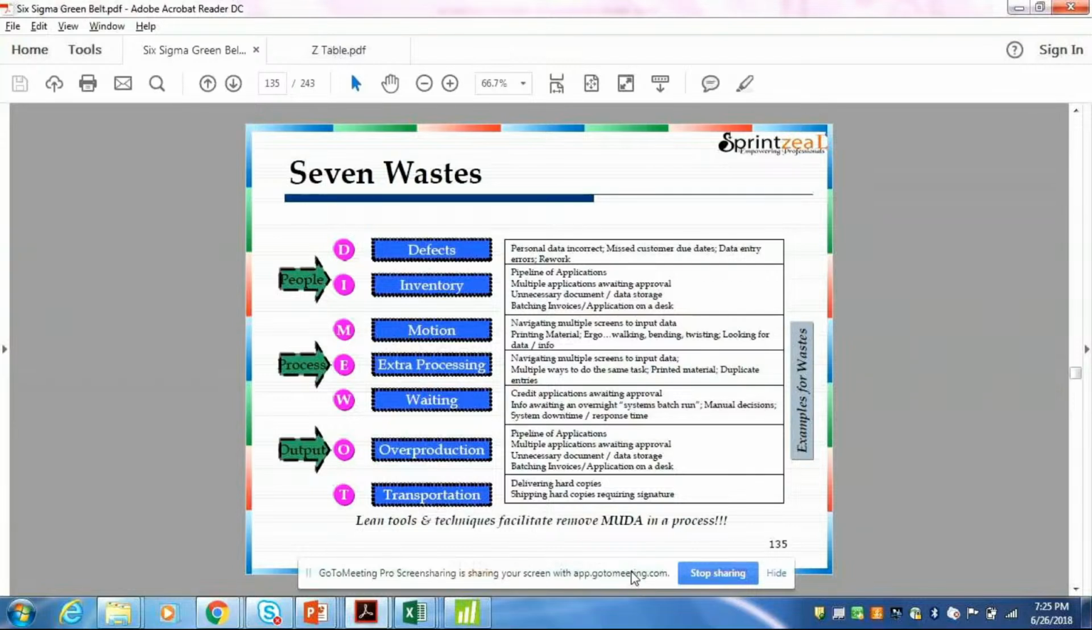But Lean believes in the concept of doing it right the very first time, right? So whenever we are processing extra, or any additional features that we have put in something which don't have any value to the customer, it is extra processing. Printing material, the duplicate entries that we have, it is extra processing. I'm using two presentations here to give this training. What am I doing? Extra processing.